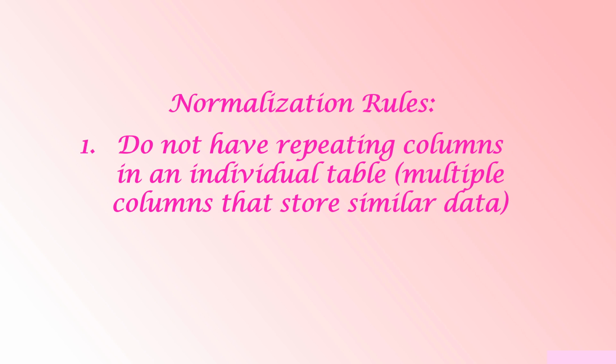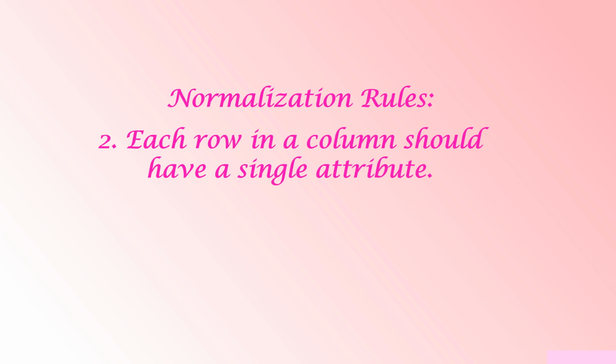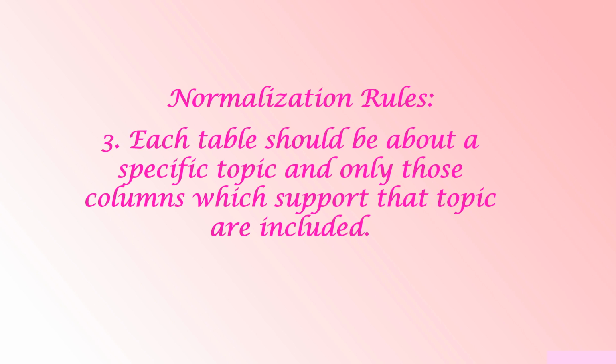So rule number 1, do not have repeating columns in an individual table. Multiple columns that store pretty much the same thing. Rule number 2, each row in a column should have a single attribute. So like in our subjects table, we'd only want to store one person's name, not all of the subjects' names. Rule number 3, each table should only be about a specific topic, and only those columns which support that topic should be included.